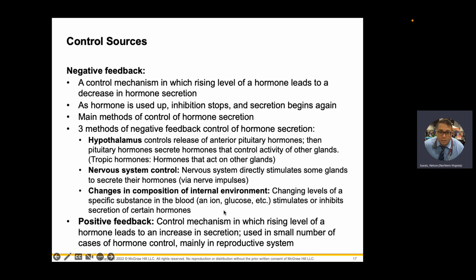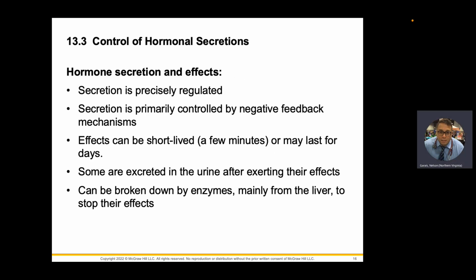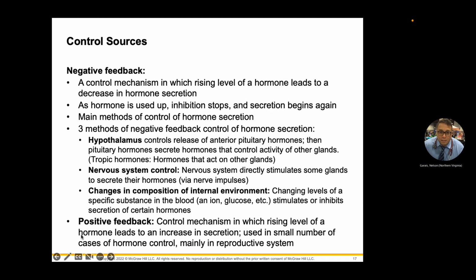And last but not least, if I got too much glucose or too much of a certain ion in my body, because the amount of certain chemicals like ions like calcium, potassium, those changing levels will either stimulate or increase or inhibit or decrease certain hormones. And it makes sense. We talked about it because we know that the amount of sugar in your bloodstream, whether you've eaten or if you're on your way to starving, is dictated by the amount of glucose, the amount of this chemical that's floating around. Okay, so that's changes in composition of internal environment.